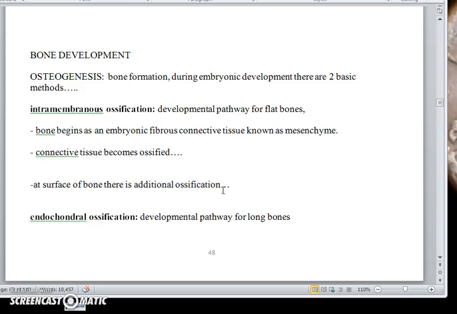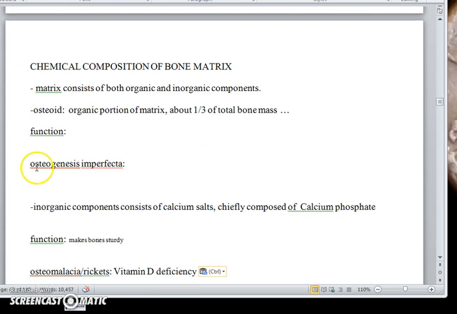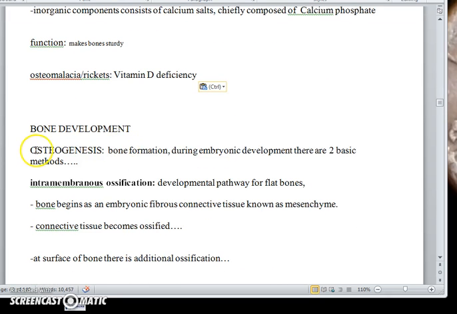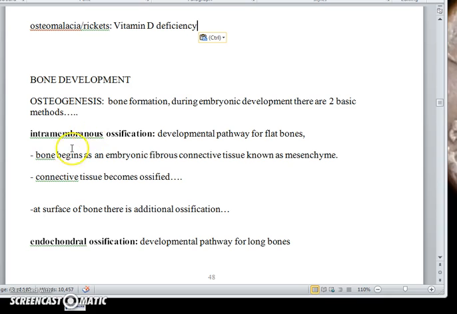All right, so let's go to bone development. Remember we just said it: osteogenesis imperfecta, bone making not right. So this is just bone making when it is right. Osteogenesis, bone making. Bone formation during development: there are two ways to do it. You might want to number this. Number one, intramembranous ossification. And down here, number two, endochondral ossification.